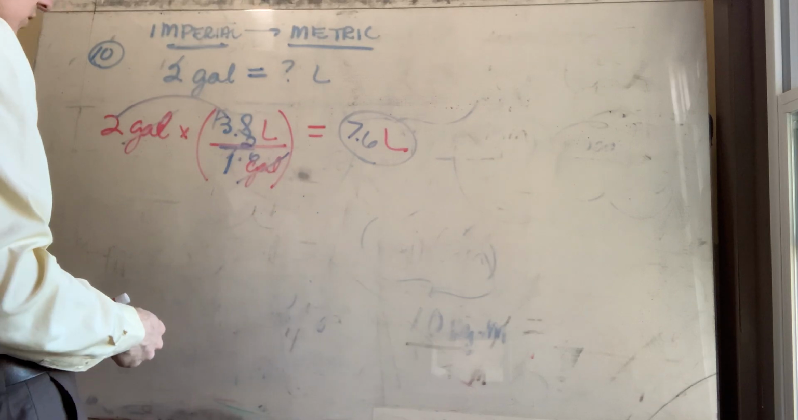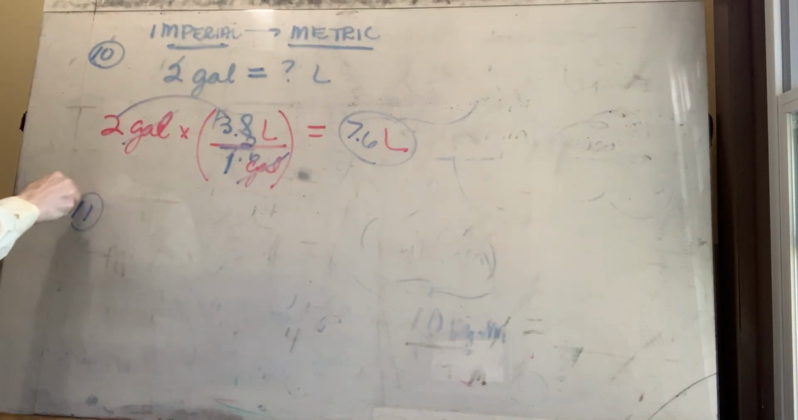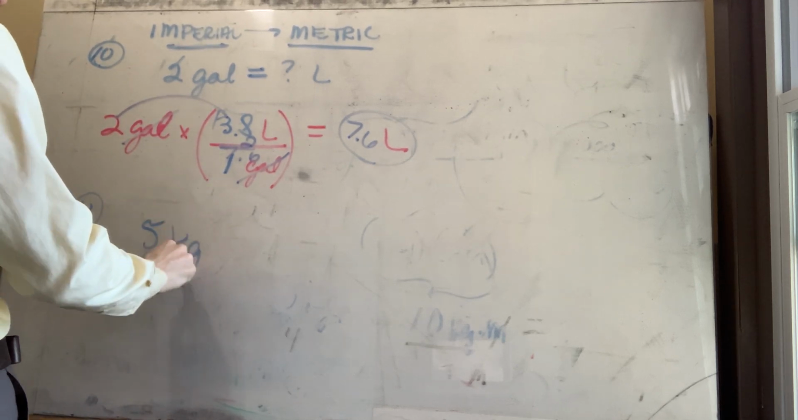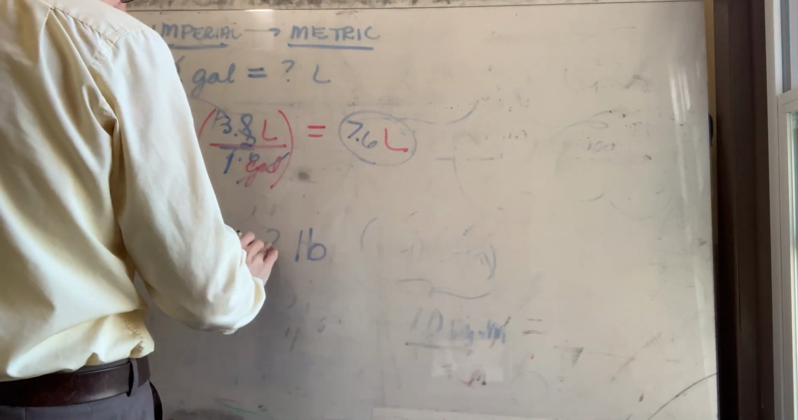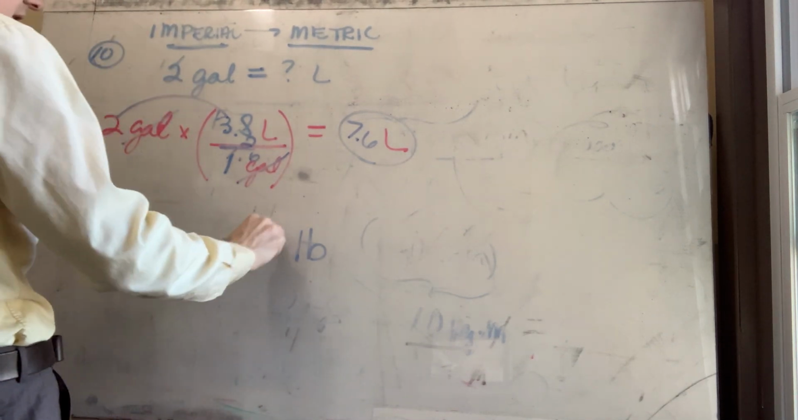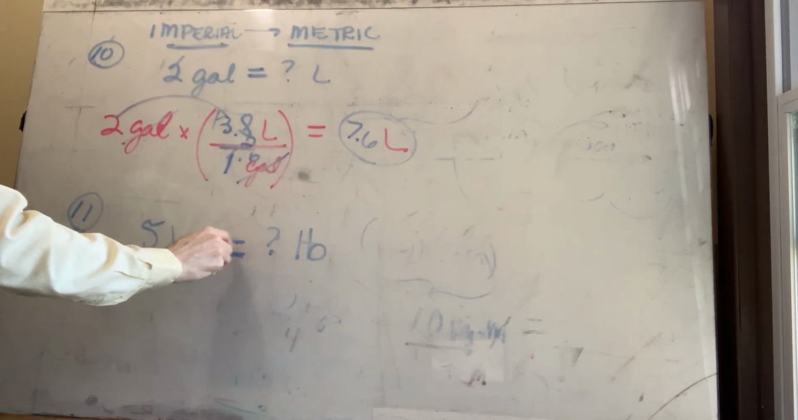You'll brew soon. Okay. Number 11. You have 5 kilograms, and you need to convert that to pounds, lb, which is Latin, libra pondo, 1 pound weight.